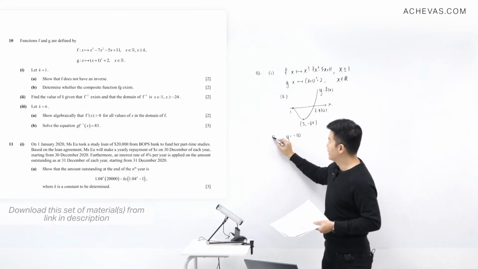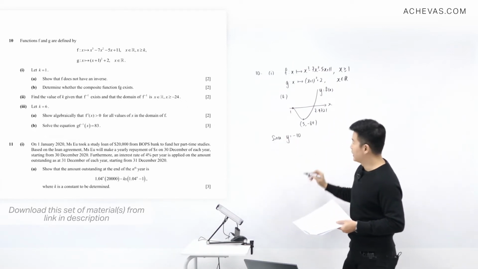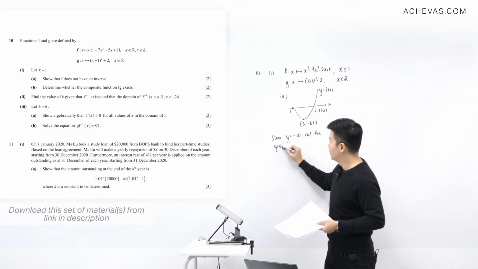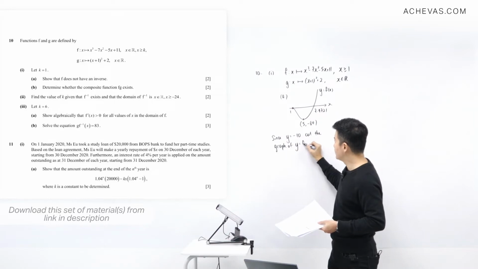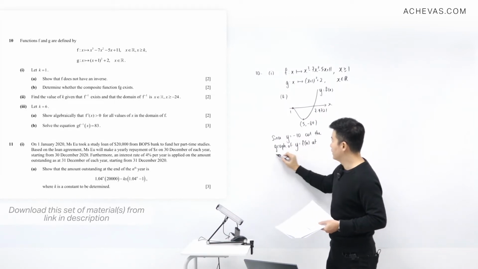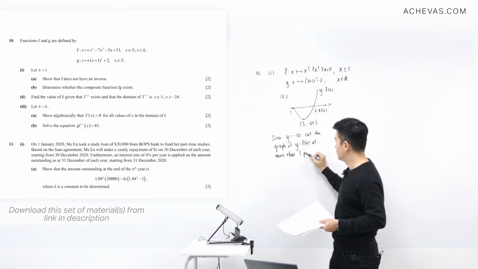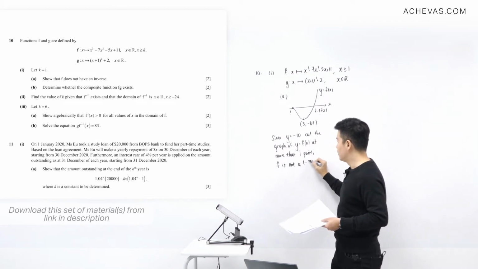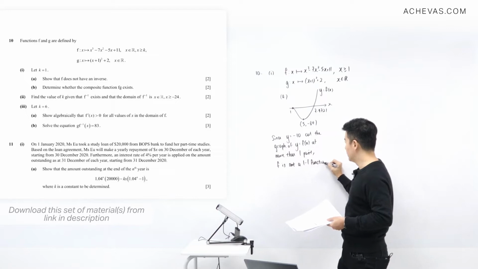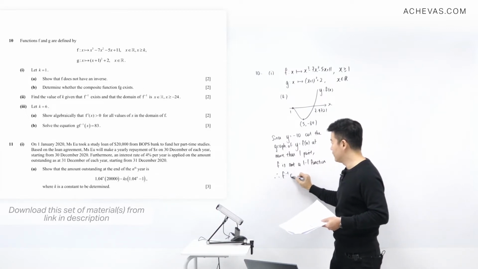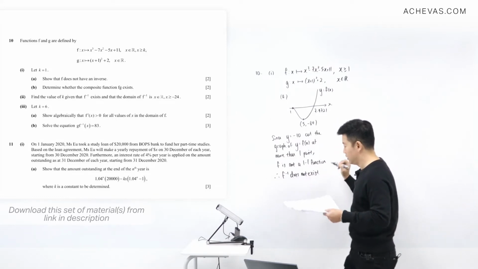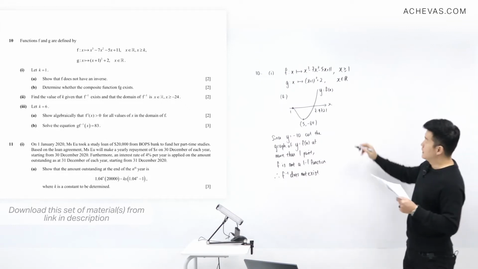So since this line, y equals -10, cuts the graph of y equals f(x) at more than 1 point, f is not a one-to-one function. Therefore, f inverse does not exist. Okay, so this is part A.